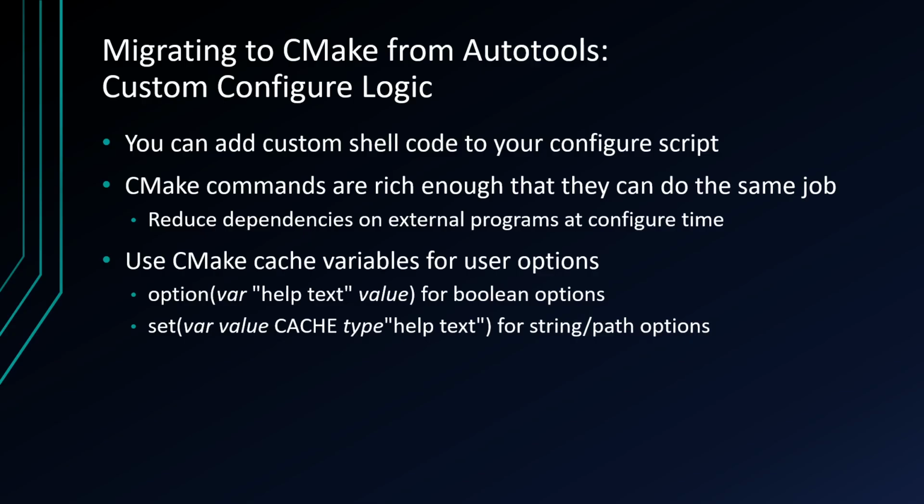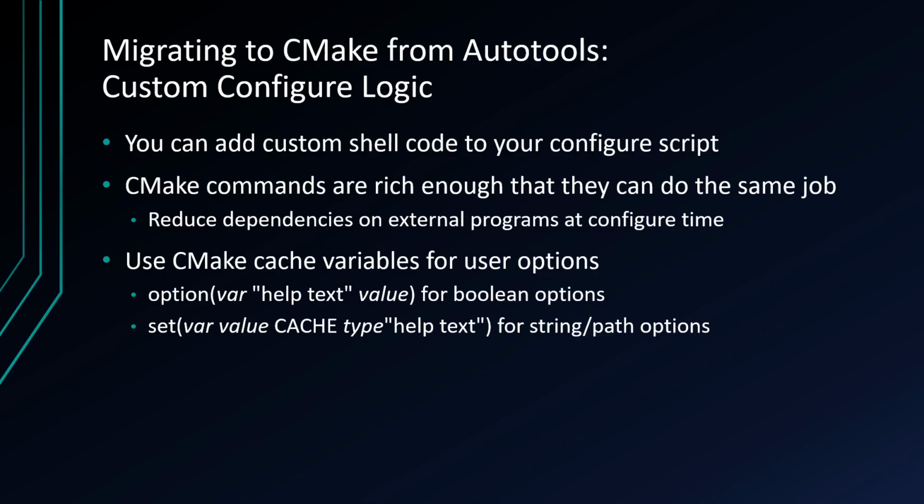In Autoconf, your configure.ac is a shell script with a bunch of macros that are going to be expanded in it to fill out the remainder of the configure script. That custom shell code can just be written as CMake commands that are executed at configure time to do whatever custom stuff that you need to do.